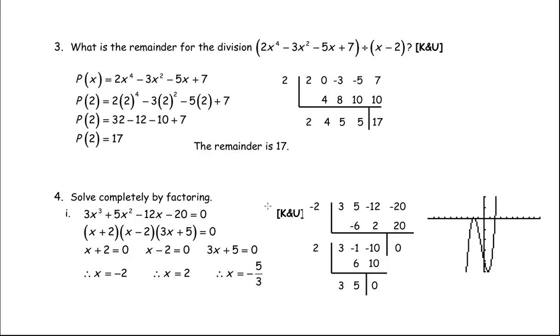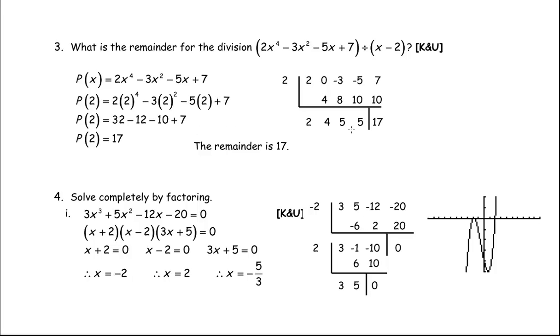For question number 3, you ask, what's the remainder for this division? And I've shown 2 ways to get the remainder: the remainder theorem and also using synthetic division. So for the remainder theorem, you take this polynomial and substitute 2 in, x minus the number. So we put 2 in place of x. So 2 to the 4th is 16, times 2 is 32. 2 squared is 4, times 3 is 12, so minus 12 here, and 5 times 2 is 10, so you're subtracting 10 here, plus the 7, and all that adds to 17.